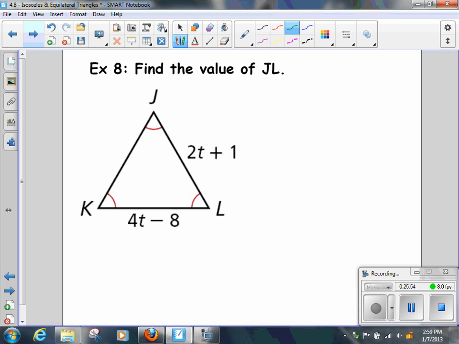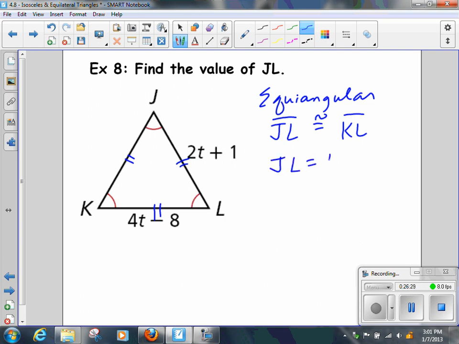Do this one yourself. Go. I'm going to give you 1 minute. What kind of triangle is this? Tell us what kind of triangle. How come? Because angles are congruent. Equiangular triangle. All right, here we go. If the angles are congruent, what do you know about all the sides? The sides are congruent. So that means that I can say JL is congruent to KL, correct? That means, because of the definition of congruence, that those two sides' measures are equal.